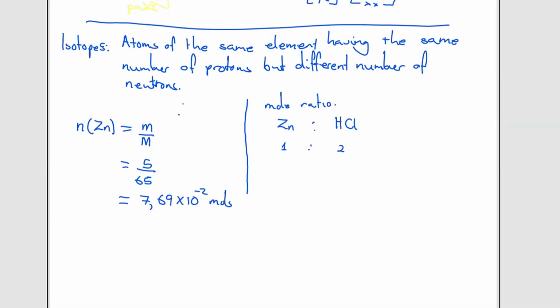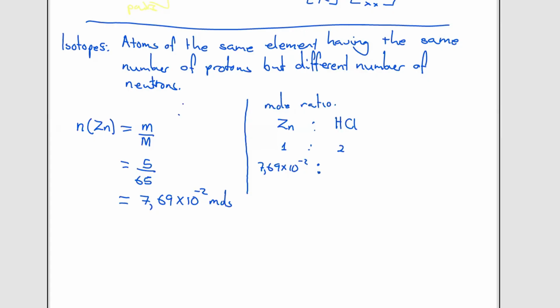Okay. So the moles that we actually calculated for zinc here is 7.69 times 10 exponent negative 2, right? Therefore, on the other end, we're having 2. It means we have to multiply 7.69 times 10 exponent negative 2 by 2, right? So if I do my math there, I'm getting a value of 1.538 times 10 exponent negative 1.